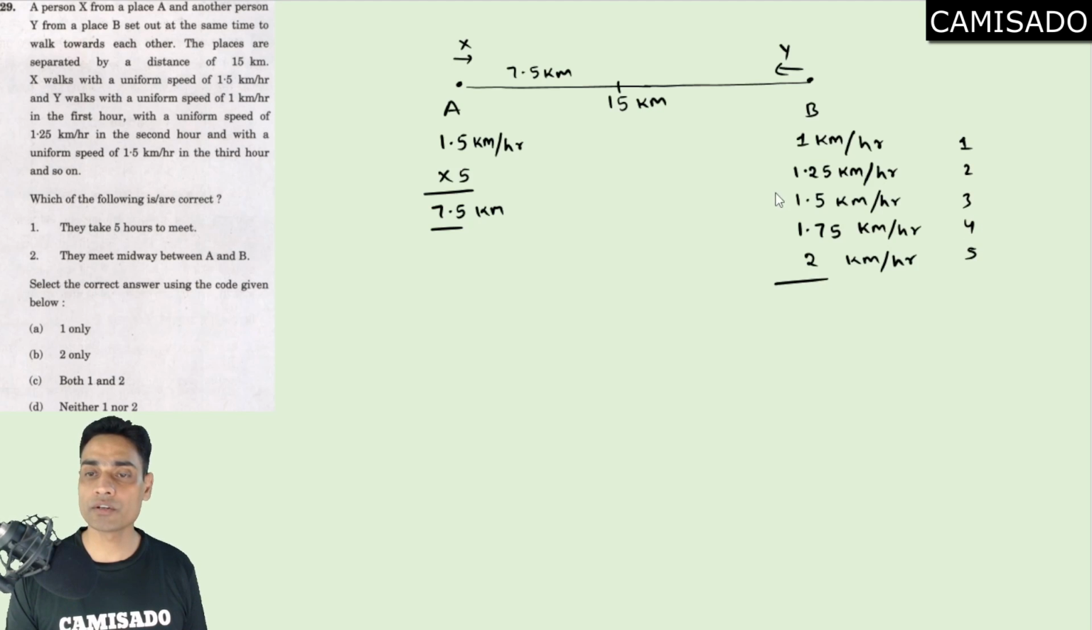Let me add all these values, and you will be surprised to know that the addition of all this is also 7.5 kilometer. It means what? It means definitely after 5 hours, when X and Y both travel 5 hours towards each other, they will cover 7.5 kilometer each, and they will meet in the midway of A and B.